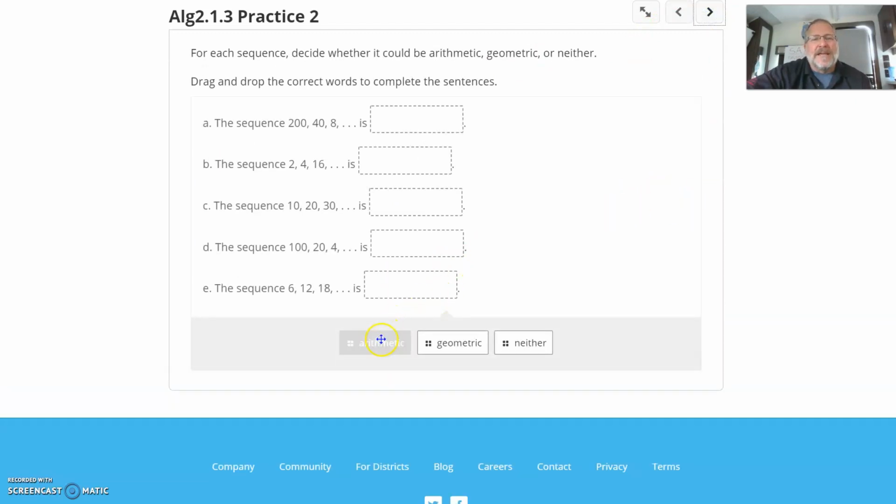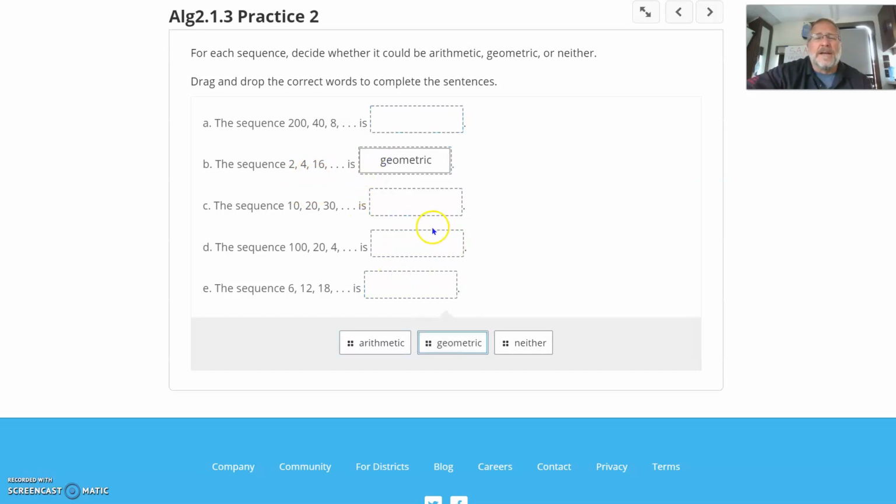This one is clicking and dragging and just putting things into where they belong. Is it arithmetic or geometric or neither? Quick review, I'll look at sequence B here. Let's say I guessed it's arithmetic. That means it must add consistently. So from 2 to 4 is +2. Did it go +2 again? No, it didn't. Maybe it's geometric.